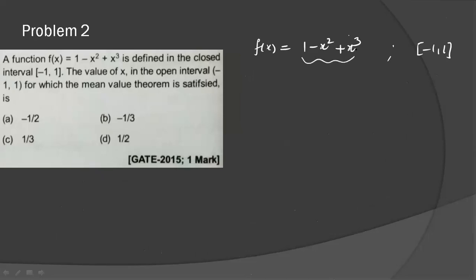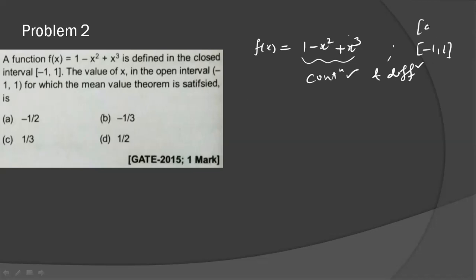Firstly, if we see, this is a cubic polynomial and it will be continuous and differentiable everywhere. So no need to worry about the differentiability and continuity. We have to check f(a) and f(b).